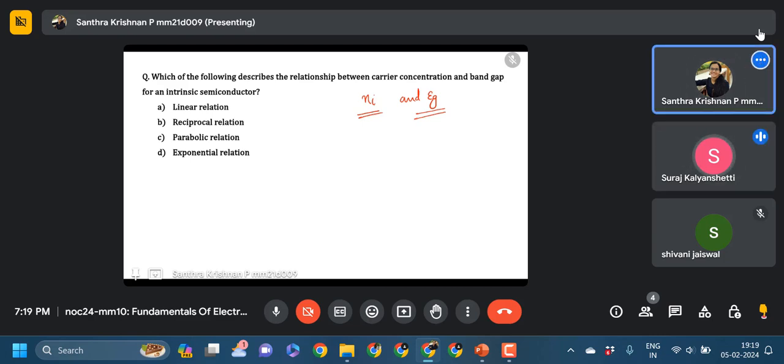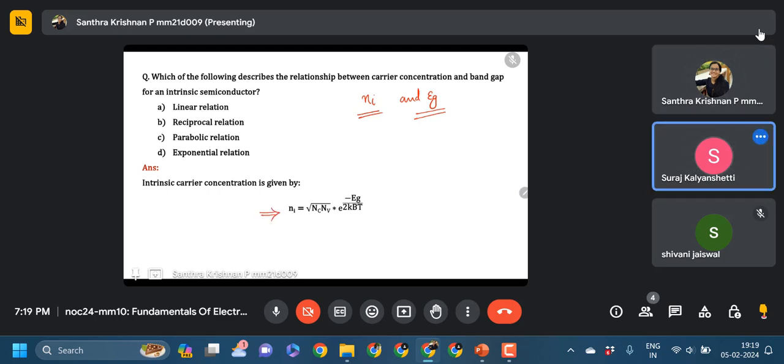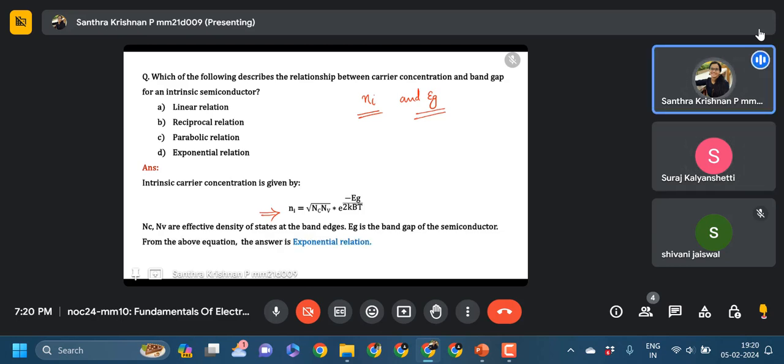One second. Just, this is the equation that you have to find. Ni is proportional to e to the power minus Eg. But the thing is that it is e power minus Eg, so we can't say it is linear. Therefore, it is an exponential relationship. Since there is an e here, e raised to something, and that something is your Eg. So it's an exponential relationship.